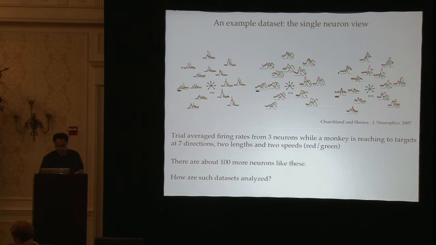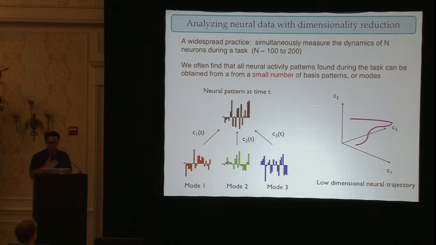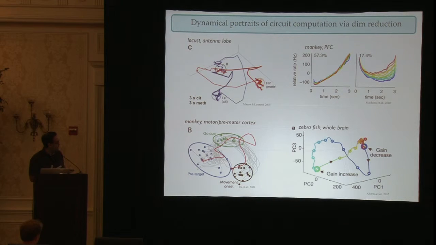So how are such data sets analyzed? Principal components analysis and various other dimensionality reduction methods are used to analyze the data. And they often yield very insightful dynamical portraits of how the circuit computes. These are the dynamics in the dimensionally reduced space. And we learn a lot.